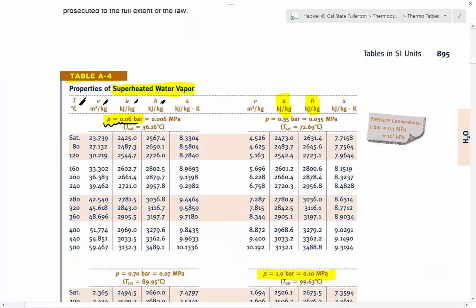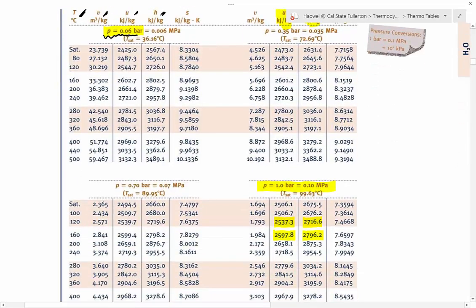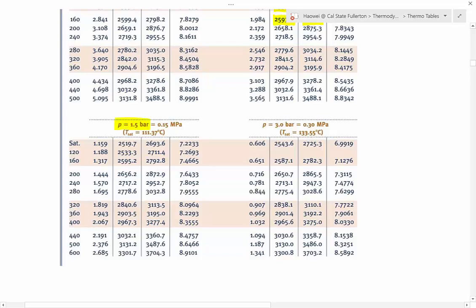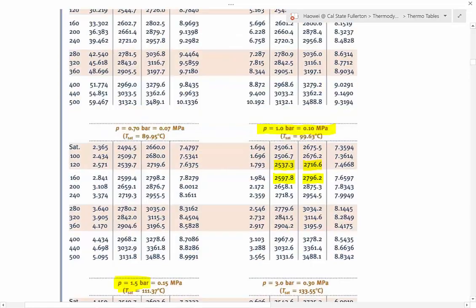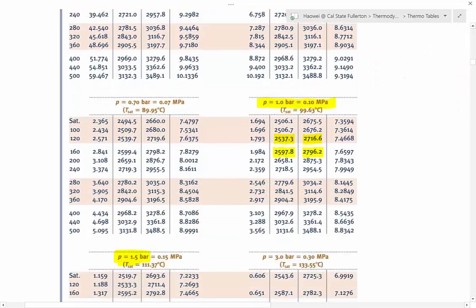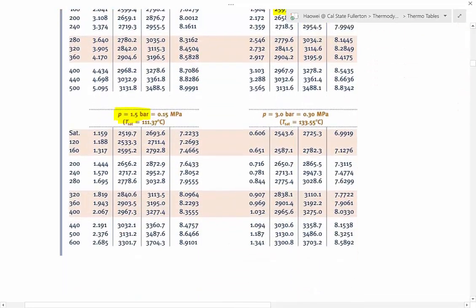Okay, so let's go to table 4 first, and then the pressure we have is 1.5 bar. So look for the block corresponding to 1.5 bar. Here it is. This is the block we should be looking at. And then we're looking for U. Which column is U? 1, 2, 3. The third column is U.